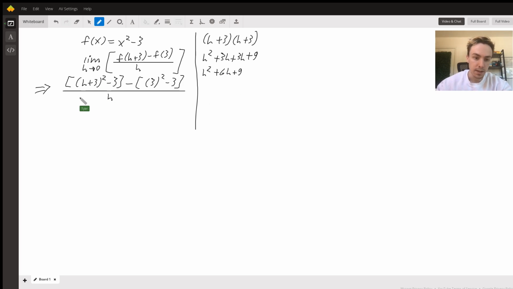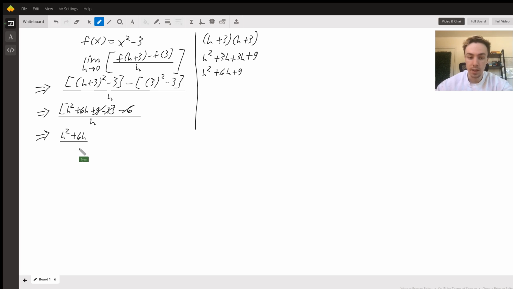We can rewrite this as just h squared plus 6h plus 9 minus 3. And then over here, 3 squared is 9, minus 3 is 6. So this just becomes minus 6. This is all still being divided by h. Now all we have to do is simplify. So 9 minus 3 is 6, minus another 6 is 0. These things just cancel right out. And all we're left with is just h squared plus 6h divided by h.